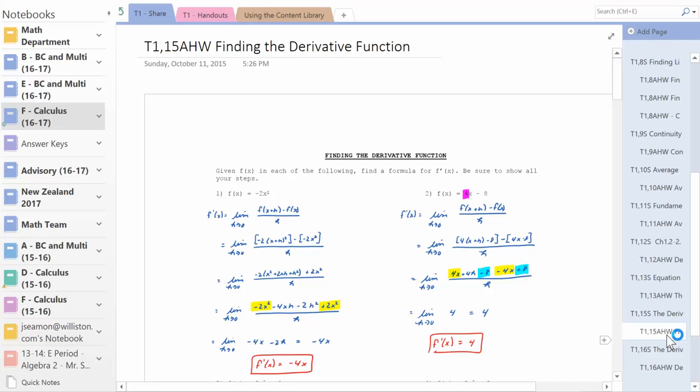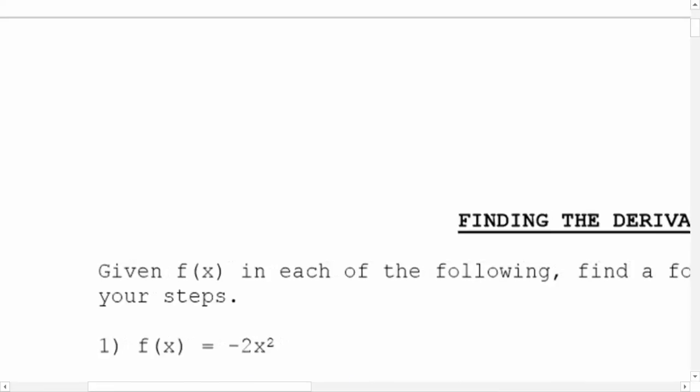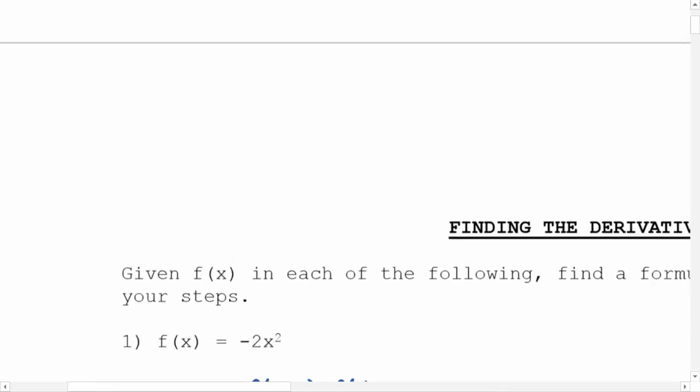Finding the derivative function. So let's take a look at the first one here. If I ask you for the derivative, you know what the derivative is of the first one. Can you tell me what it is? Just look at it. Don't do any work. I don't want you to do any complex thought. Just what is it, Noah? Negative 4x.